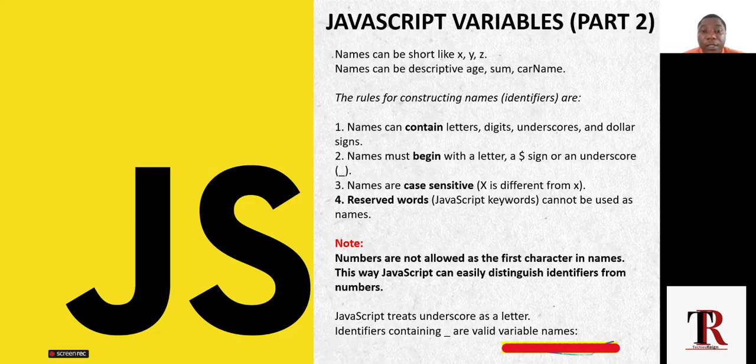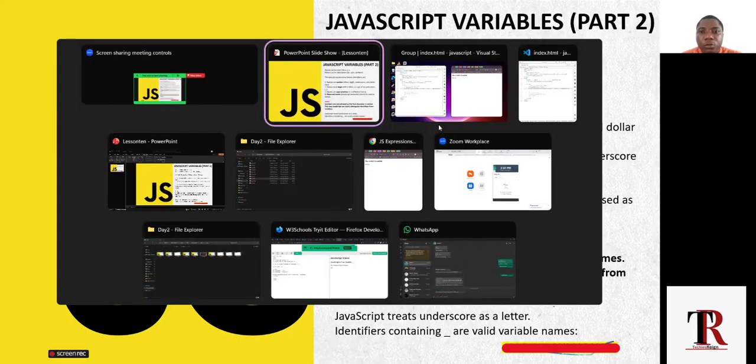We've talked about how naming can be done in JavaScript. In this lesson, we are going to be looking at the rules for constructing names. Names can contain letters, digits, underscore, and dollar sign. So let's take a look in the code.